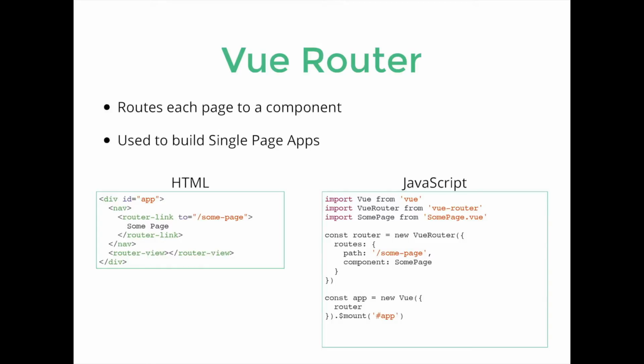We have Vue Router, and we're importing the page, which is a component. We create the router with the routes. We have the path, some page, and the component, some page, which is from there. Then we create the new Vue instance with the router and mount it on the app element on the page. In the page HTML, I've created the app element here.